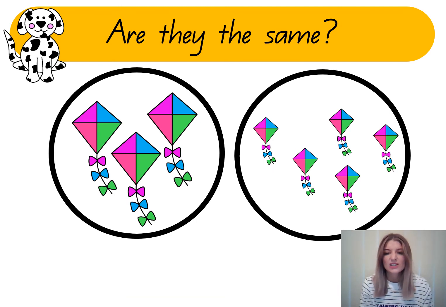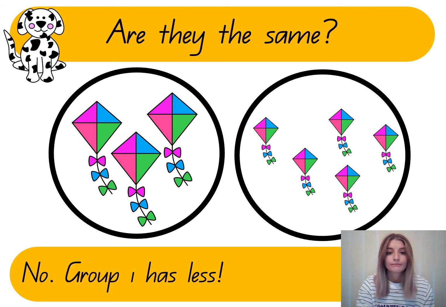Okay, is this group the same? Yes or no? Do they have the same number of kites? No. Group 1 has less kites. They only have 3, whereas Group 2 has 5 kites, so they are not the same.